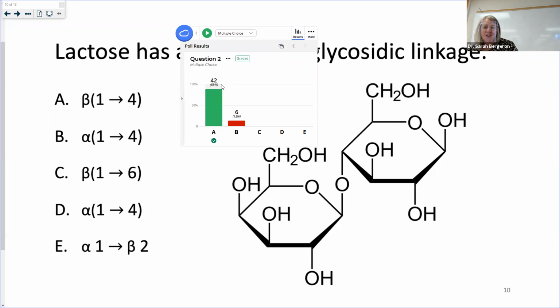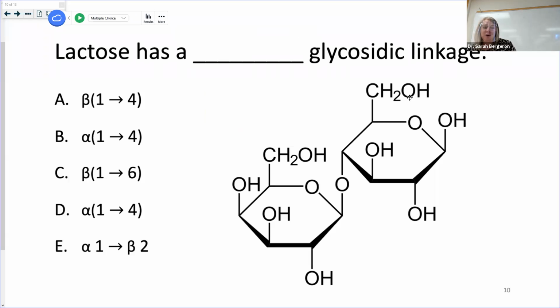Okay, so we have a beta 1,4. So it looks like we definitely went up. So let's talk about why that is a beta 1,4, right? So what was the first thing you did? You look for the anomeric carbon. How do you find the anomeric carbon?